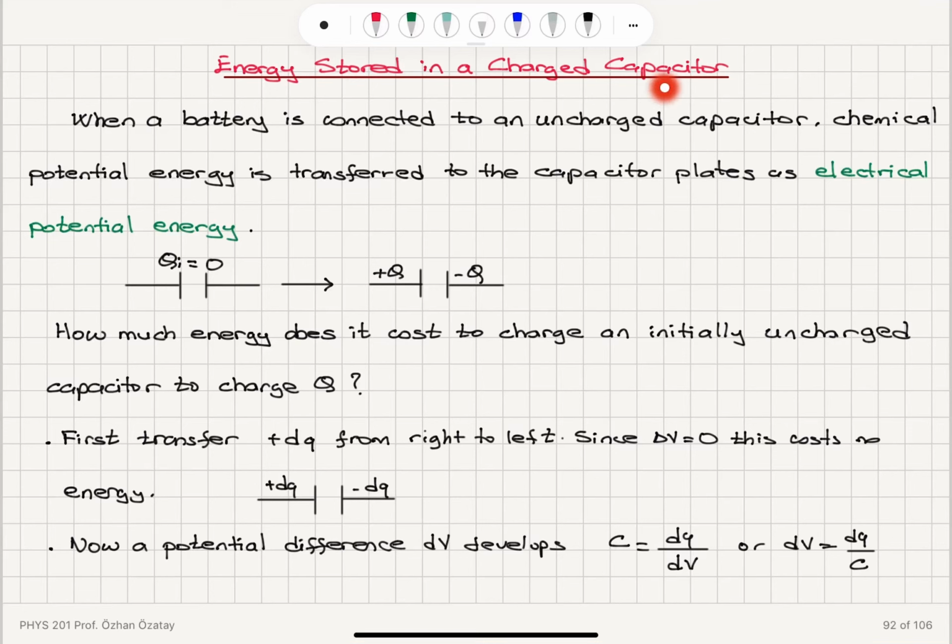Energy stored in a charged capacitor. When a battery is connected to an uncharged capacitor, chemical potential energy in the battery will be transferred to the capacitor plates as electrical potential energy.